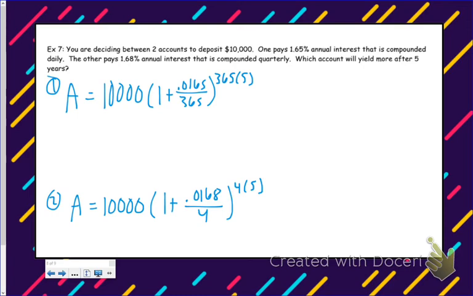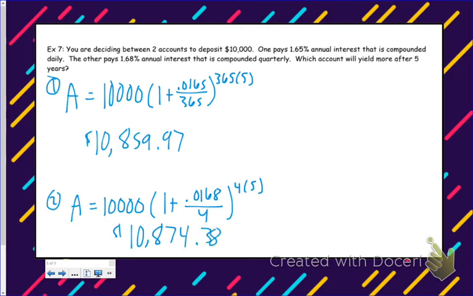So if you plug this in, for account number 1, you're going to end up with $10,859.97. In account number 2, you are going to end up with $10,874.38. So even though the other account was compounded more frequently, the higher interest rate makes a bigger difference, and our second account is going to give us more money after 5 years.